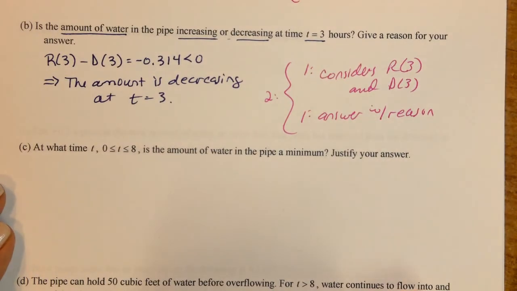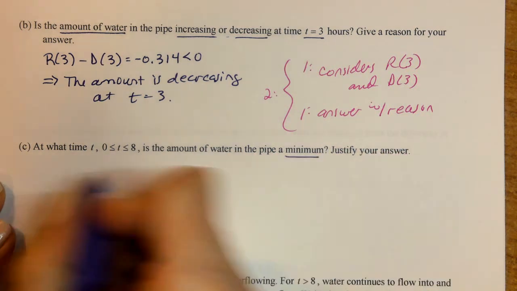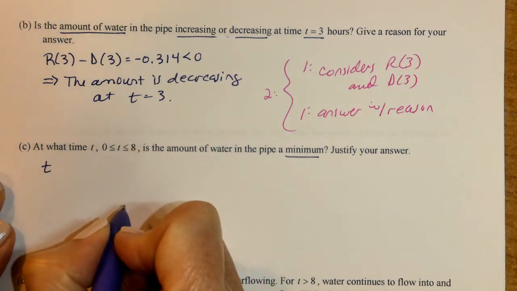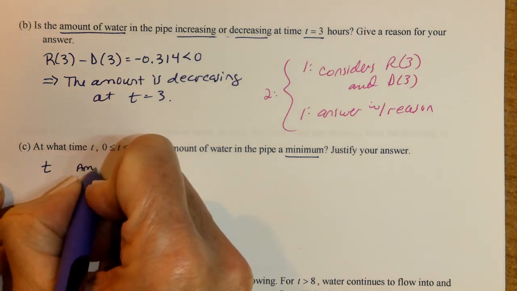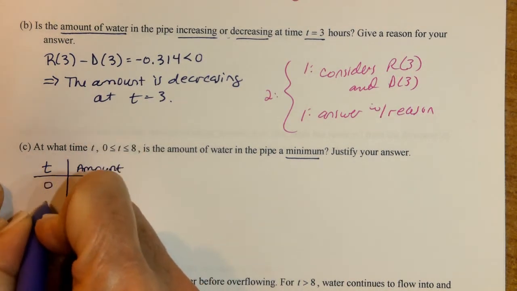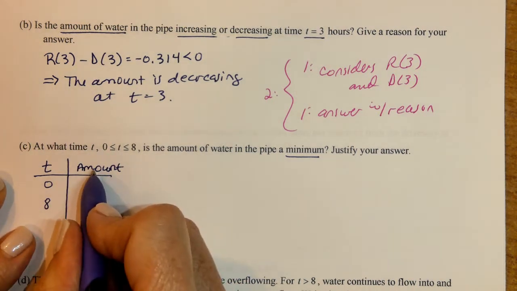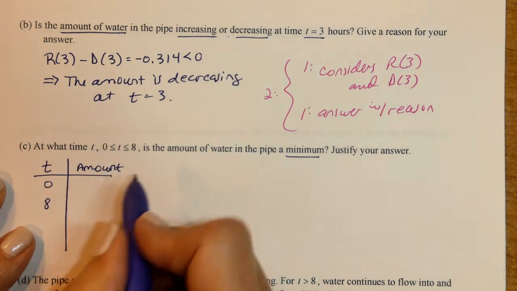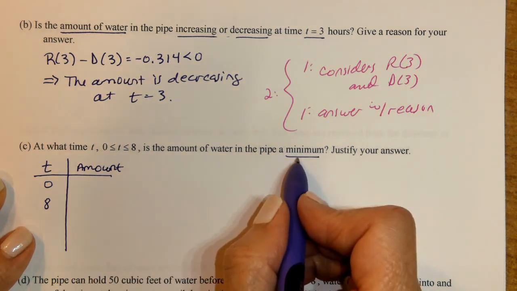Okay, part C. At what time is the amount of water in the pipe a minimum? Okay, so this is an absolute min problem, not a surprise. I have my independent variable and I want my amount to be what I'm trying to minimize. Start off with our closed interval. I also need to put anything that makes the derivative of the amount 0, and go from negative to positive for an absolute min.